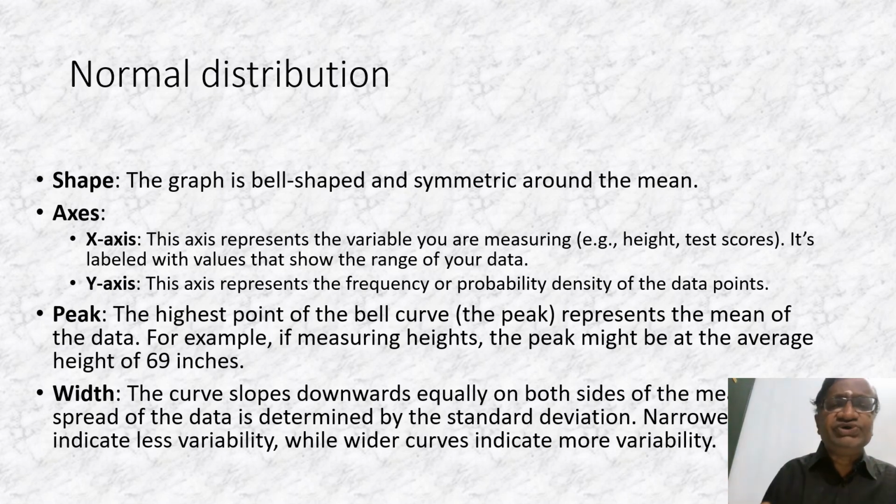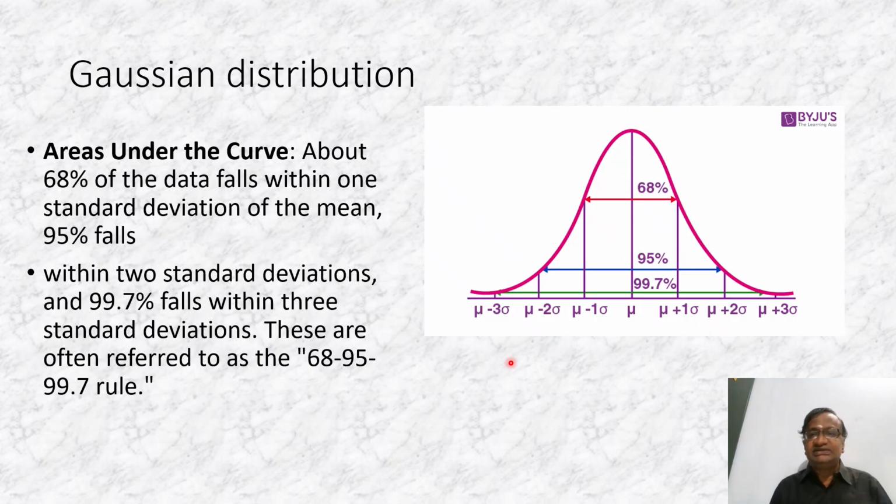What is the normal distribution? The graph is bell shaped. The highest point of the bell peak is the mean. The curve slopes equally on both sides like this. Now, what we do is take one standard deviation. For example, the mean arterial pressure is 70. The first standard deviation is 3, here 3, here 3.